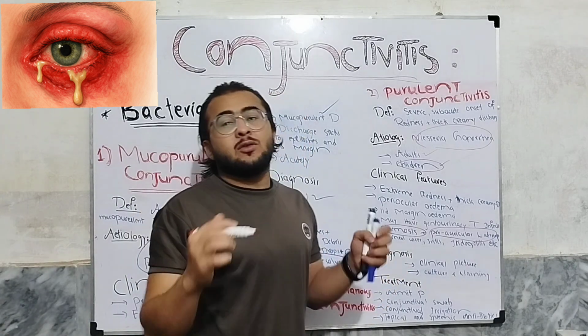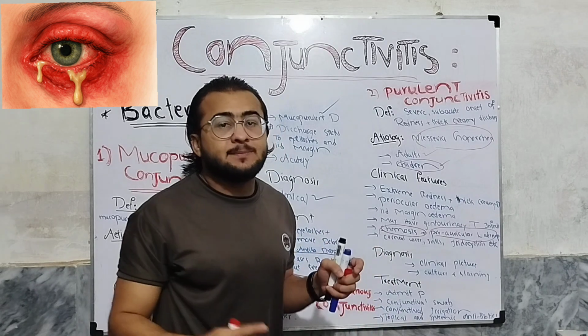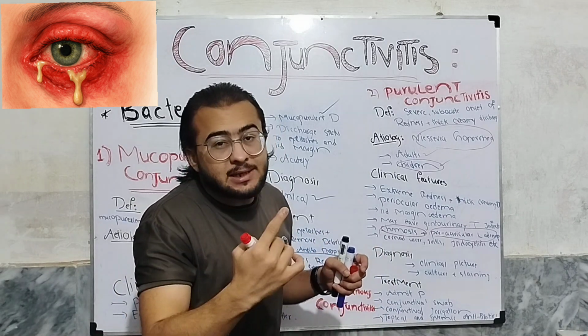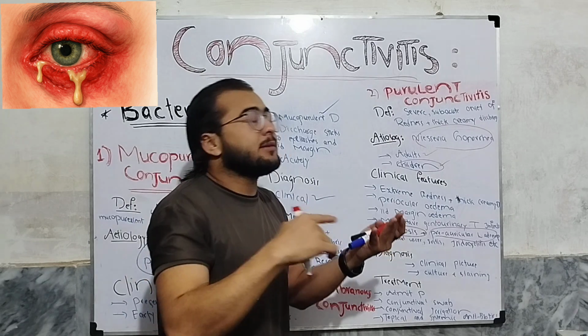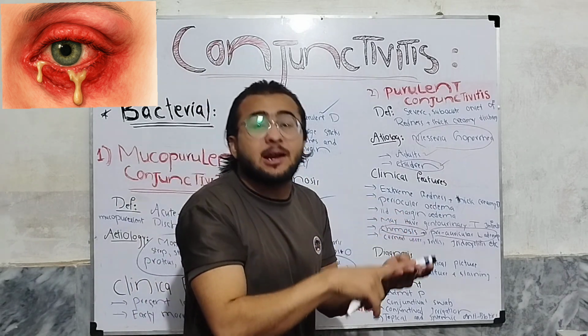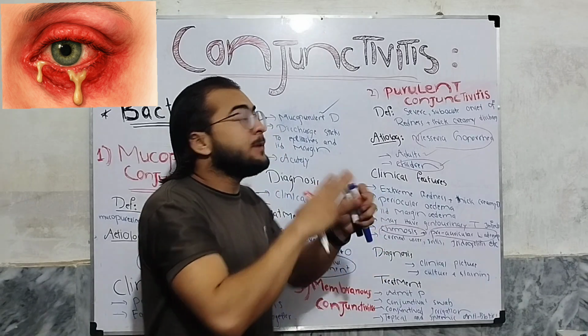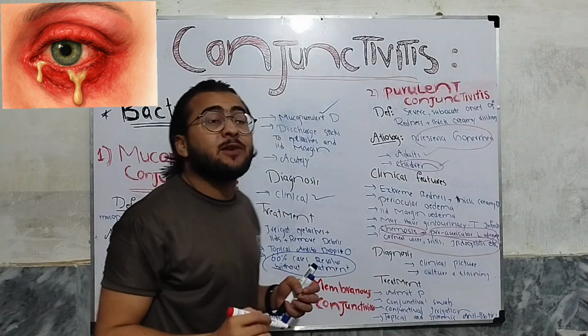And the last one is, when the condition is untreated or if it is ignored, what will happen? Corneal ulceration can occur. When the cornea is ulcerated, then it can be followed by iritis and iridocyclitis and eventually blindness. So the case can be complicated if it is left untreated.